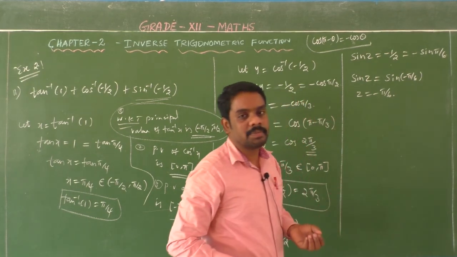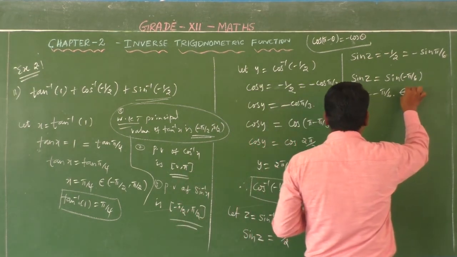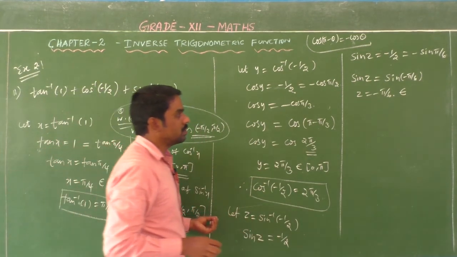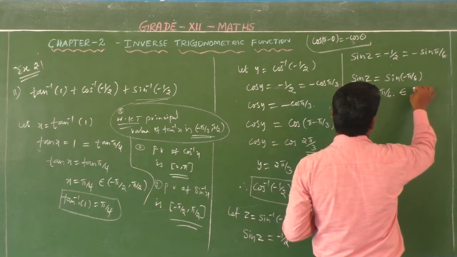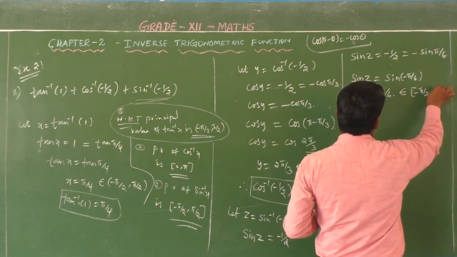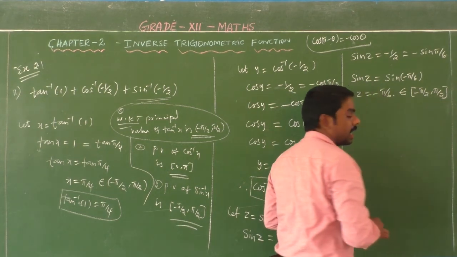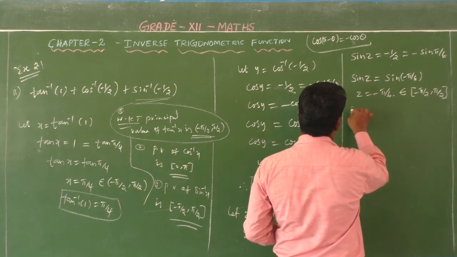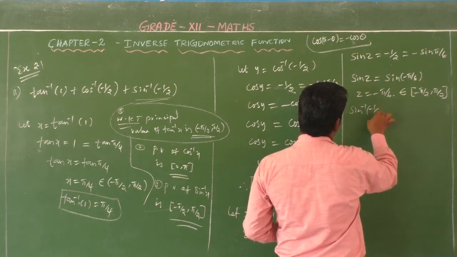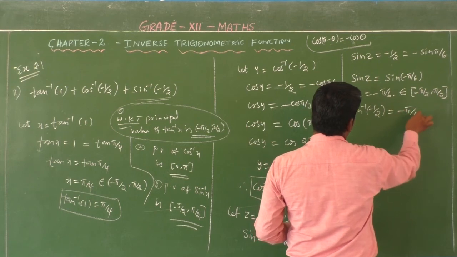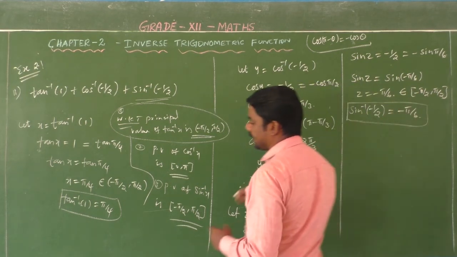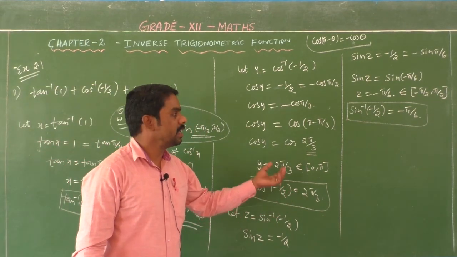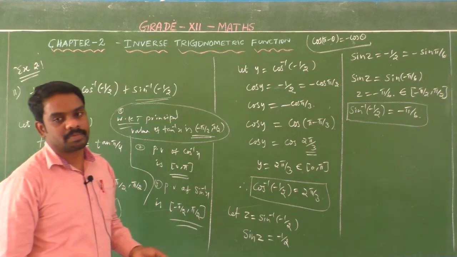This value minus pi by 6 also belongs to the principal value interval of sine inverse x, the closed interval minus pi by 2 comma plus pi by 2. Right. So z is sine inverse of minus 1 by 2, and its value is minus pi by 6. So these three values: tan inverse of 1 equals pi by 4, cos inverse of minus 1 by 2 equals 2 pi by 3, and sine inverse of minus 1 by 2 equals minus pi by 6.